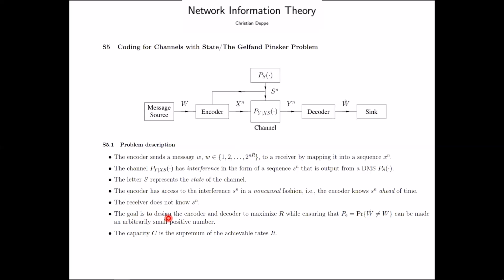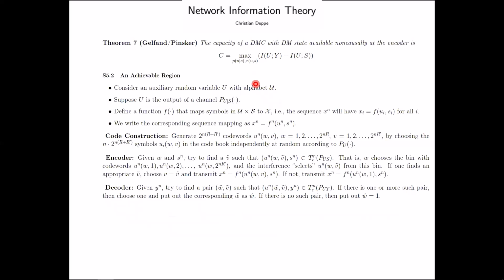Now the goal is to design the encoder and decoder to maximize the rate while ensuring that the error probability can be made arbitrarily small. Our goal is to calculate the capacity. This is the supremum over all achievable rates. It turns out, by the theorem, that the capacity is the maximum over all channels from S to U and all encoding functions (here it should be f, not x), of the mutual information of U and Y minus the mutual information of U and S.